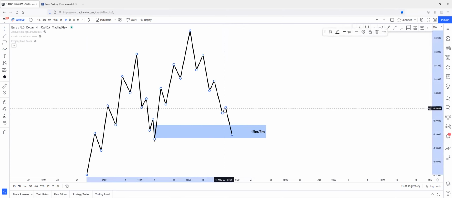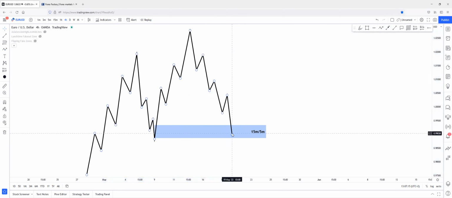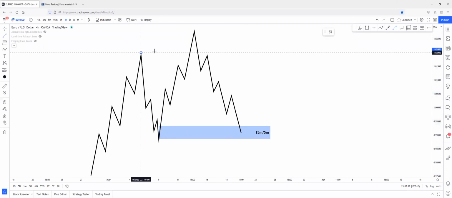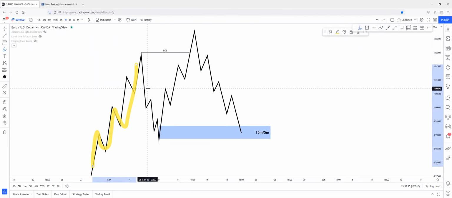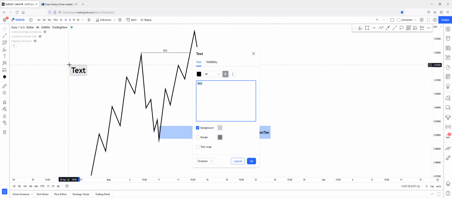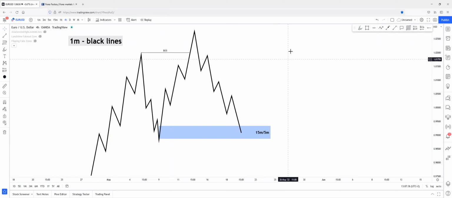Okay, this is the structure right now. And let's see. Here was a 15-minute breakout structure to the upside. And once again, these arrow movements are 1-minute movements. Okay, so these aren't 15-minute movements. These are only 1-minute movements, and I will mark it right here. But these are 1-minute movements.